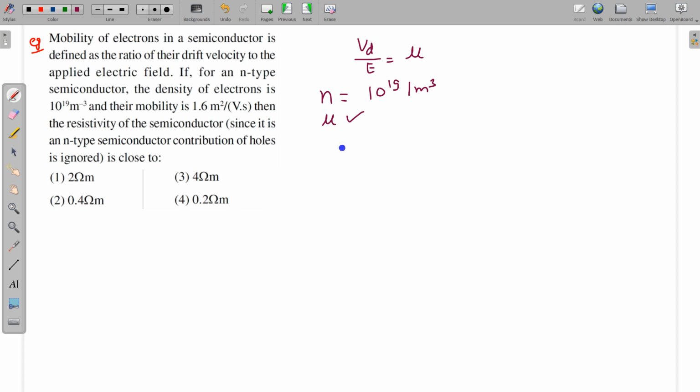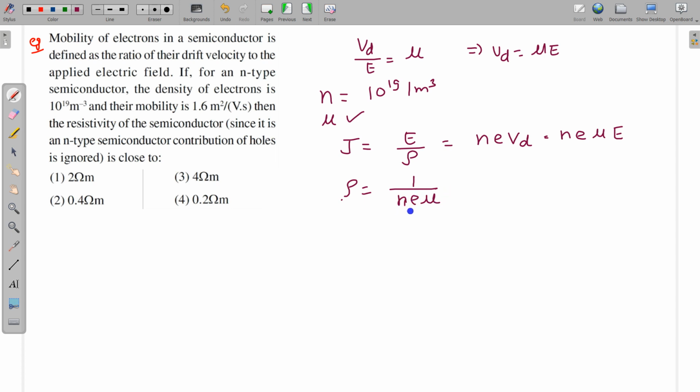So we can use this relation. The current density J is equal to the electric field divided by resistivity, and this J we can write as n e Vd. And for Vd we can write it equal to mu into E. So Vd is equal to mu into E. So E and E will be cancelled, and this resistivity is simply equal to 1 divided by n e mu.